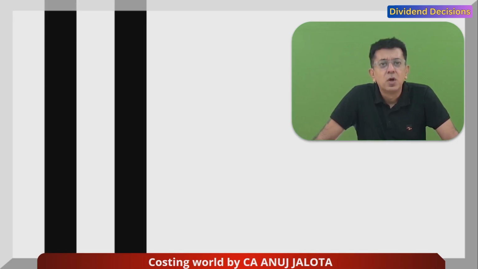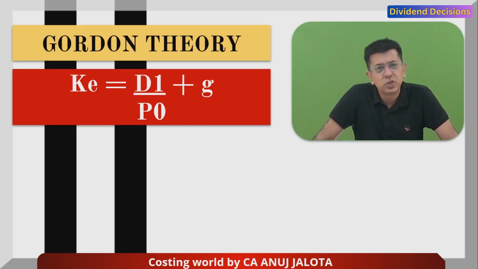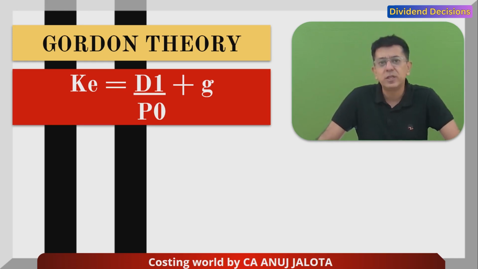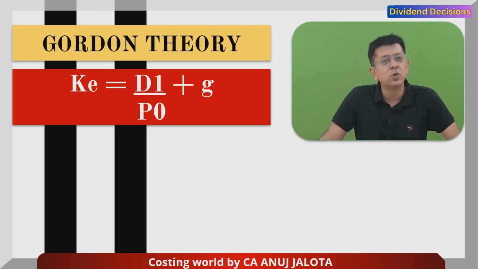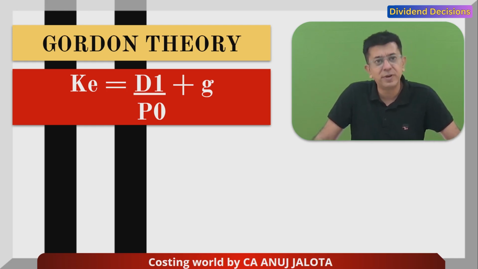Okay, now see, Gordon's formula was all about calculation of KE. He told KE is equal to D1 upon P0 plus G. Now, D1 is nothing but the expected dividends by the shareholders. P0 is the current market price. And G in this case is nothing but the growth rate that the company is anticipating. Now, growth rate will depend upon the performance of the company, right?